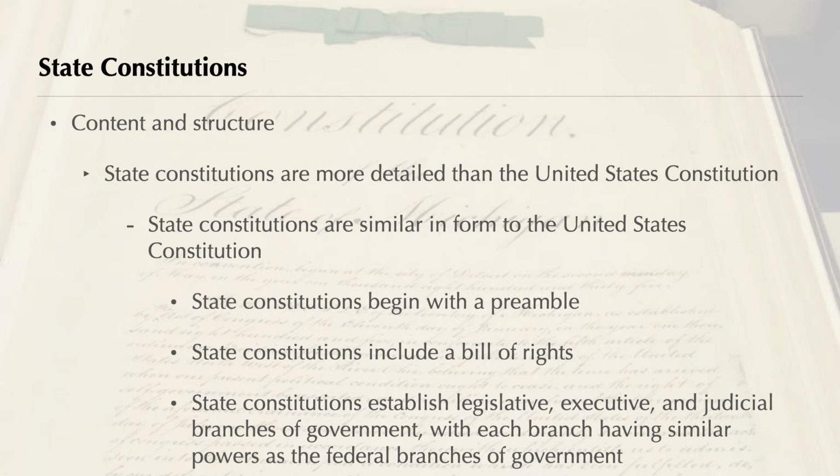Like our federal constitution, all state constitutions establish legislative, executive, and judicial branches of government. The powers of these state branches are much the same as those of the national government. However, state constitutions describe these powers in great detail.